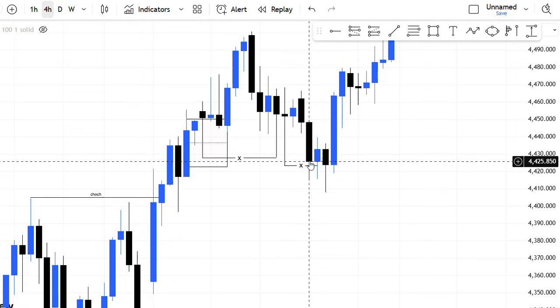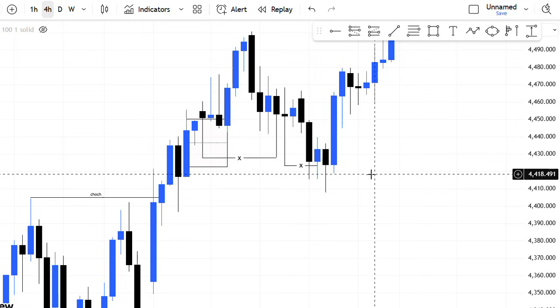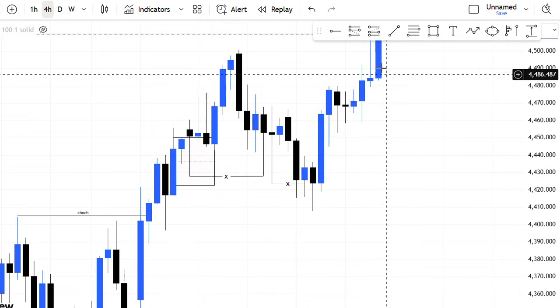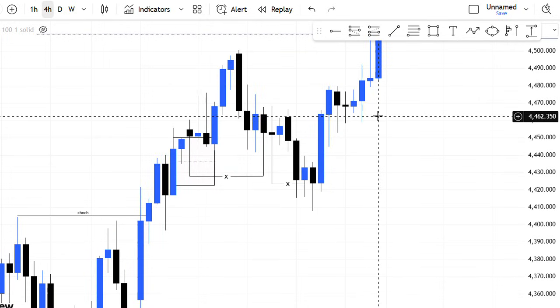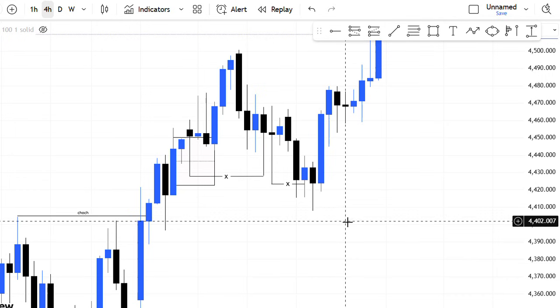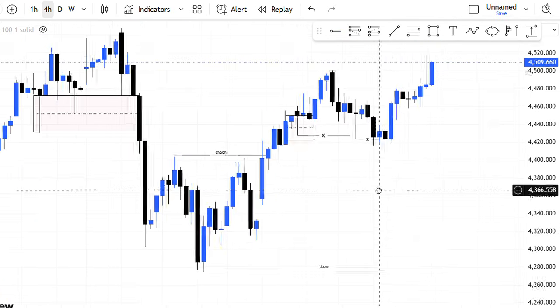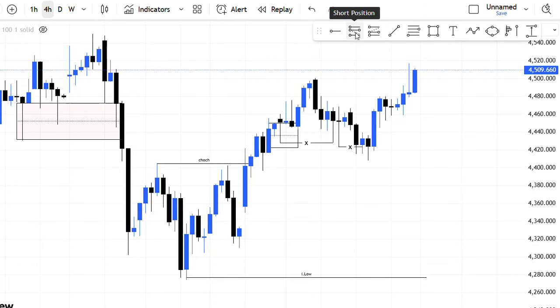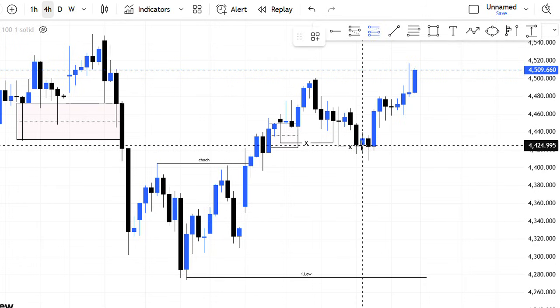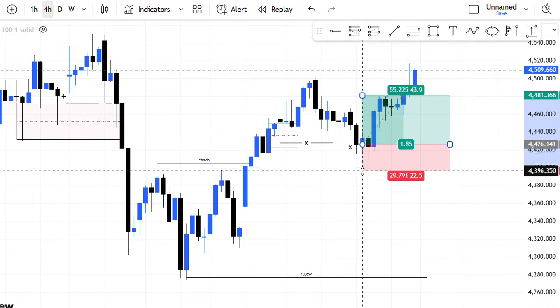The market formed this zone here, and always know that when placing your stop loss, give the market space. In this case, if I were to place my stop loss, it will be at this zone. After the rejection here, I'll place my entry at this level, and I'll place my stop loss at this zone.